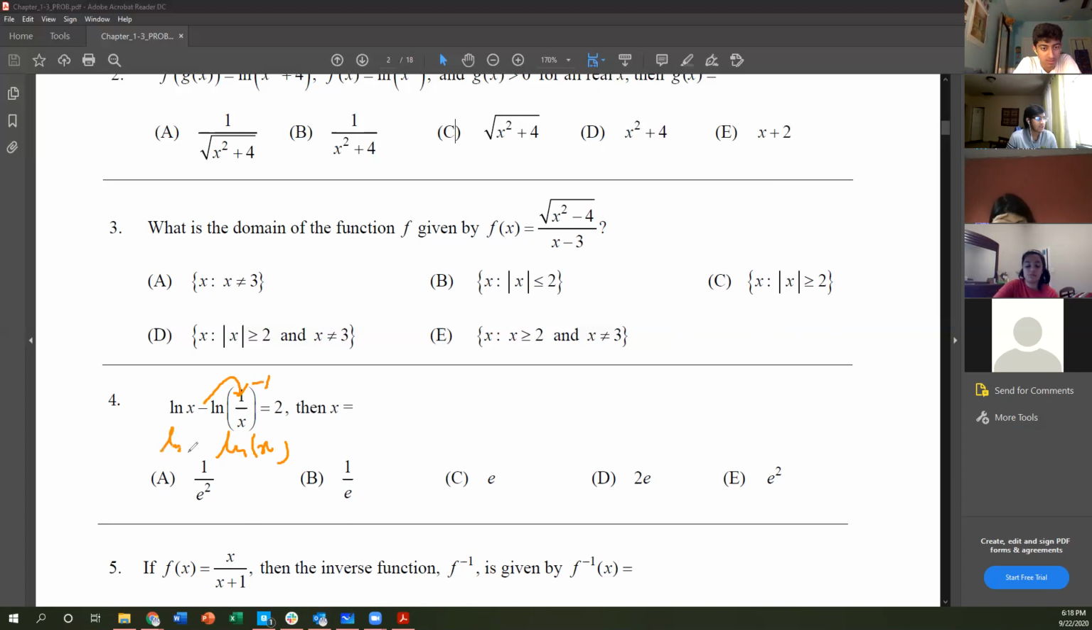This is just saying the natural log of x plus the natural log of x, which is essentially natural log of x squared. And if that equals 2, what this is saying is e to the 2 power equals x squared. That means x must equal e. That means C is the answer. Is that correct, Alina? Okay, good. All right.